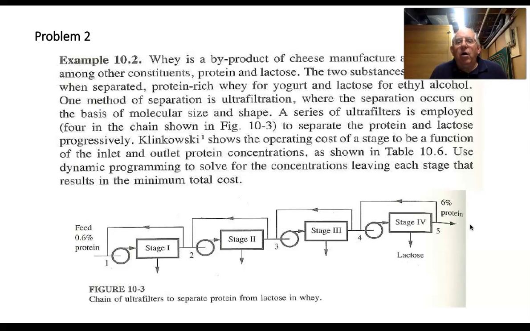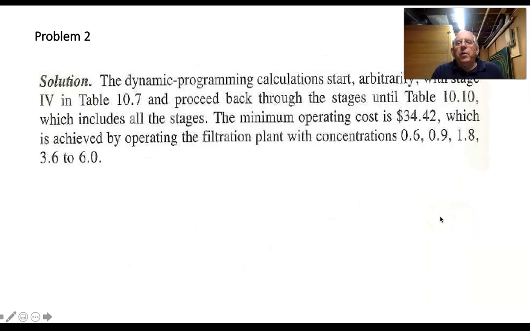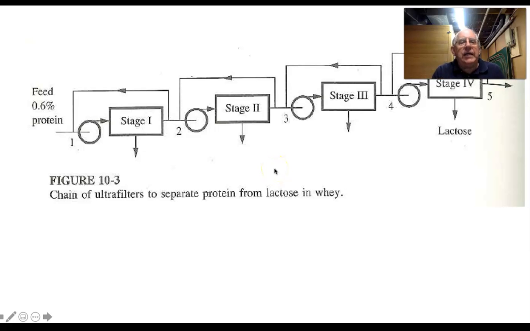And so in our particular process here, we're looking for the minimum total cost required to purchase these 4 filters such that the 0.6% protein is turned into 6% protein. Again, in this particular case, they give you the example and the answer, and we're going to just see how that's done. This is the chain associated with the feed coming in and then going out.